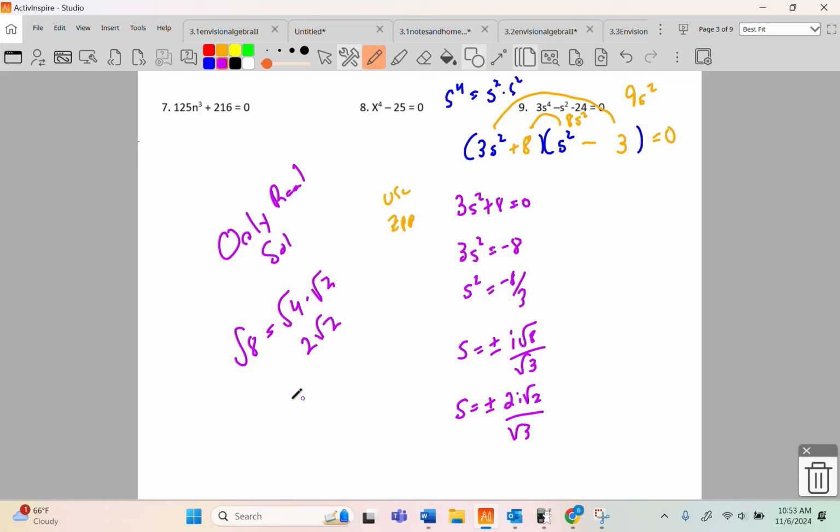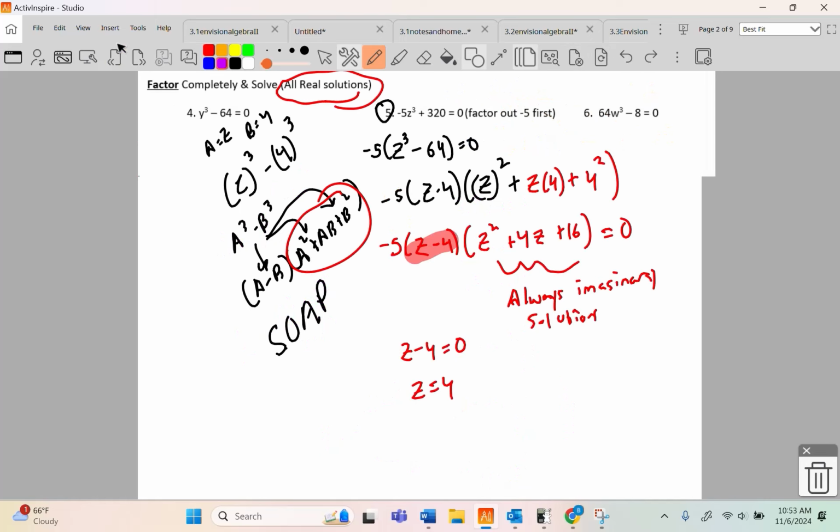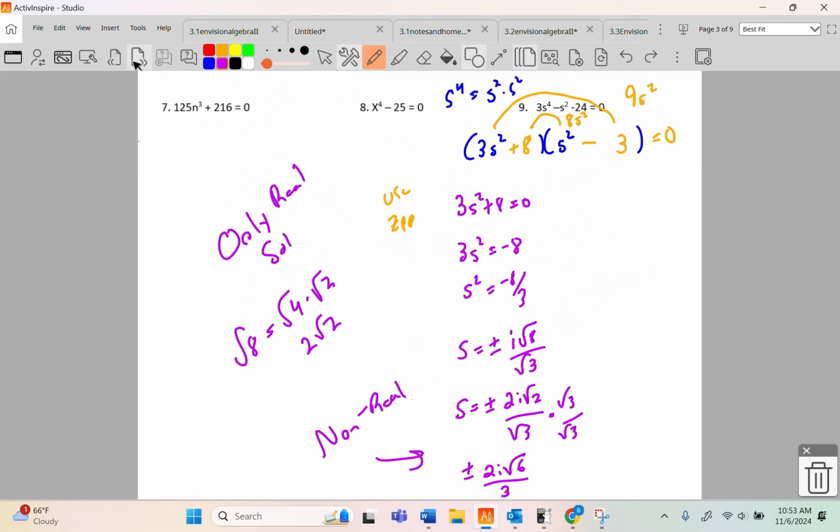over root 3. And I'm not permitted to have a radical in the denominator, so I multiply by root 3 over root 3. Now, root of 2 times root of 3 is root of 6, plus or minus 2i root 6, both pieces sitting pretty over 3. And again, this stuff is non-real. And I know you guys have the attention spans of goldfish. I only wanted real. I'm just showing you how you do it.